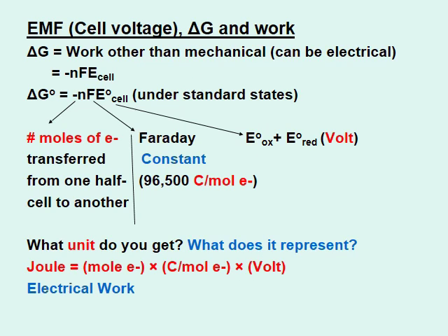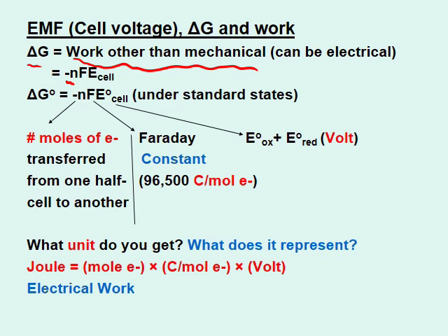Here we are showing you how we can calculate electrical energy. Delta G is the change in free energy, which is given by minus nFE cell. Free energy is nothing but work other than mechanical work. Remember, it's the same free energy we discussed before. Free energy tells us whether a reaction is going to happen spontaneously or not. If it's negative, it's going to happen spontaneously.